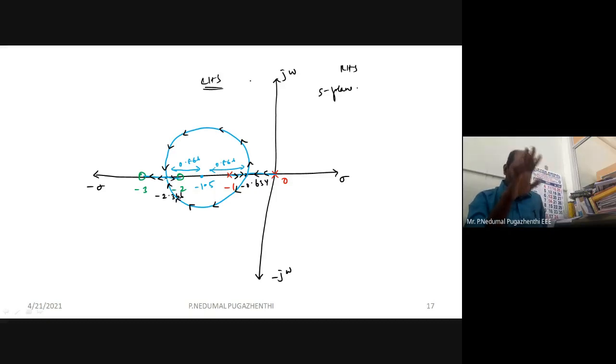So this is called the root locus design for your provided problem transfer function. Any doubts?